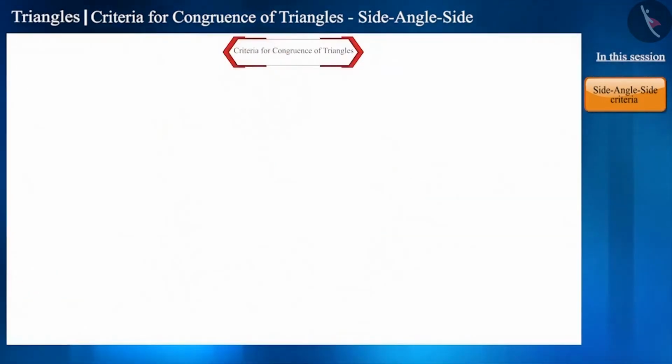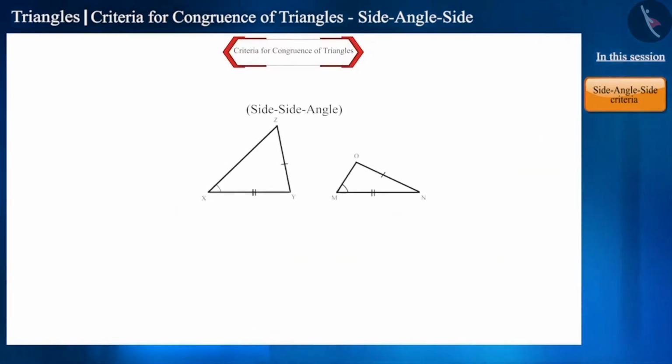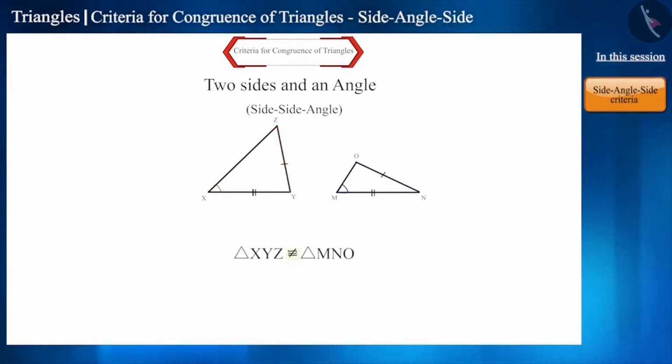Friends, apart from SAS, are two triangles congruent by the SSA rule, wherein two sides and one angle of a triangle which is not within these sides are equal to the sides and one angle of another triangle? By looking at the figure, we can tell that these two triangles are not congruent. Therefore, SSA cannot be accepted as the test for the congruence of triangles.